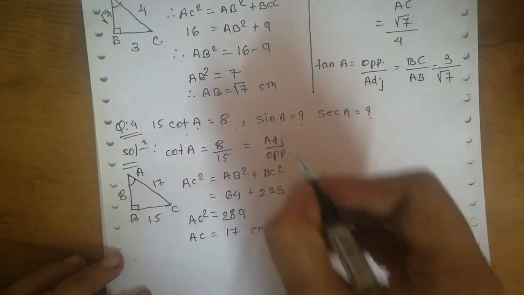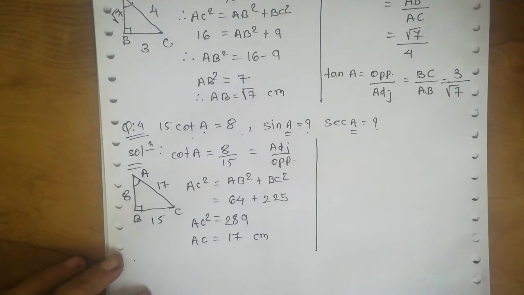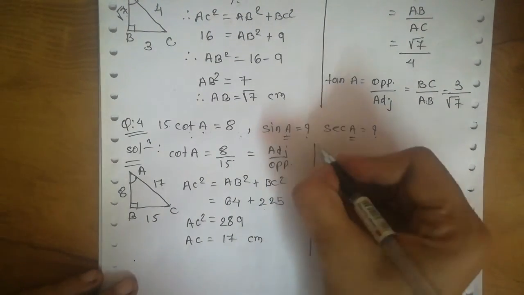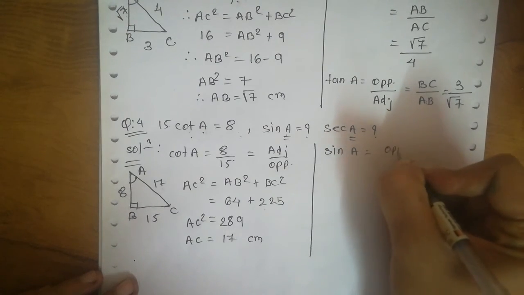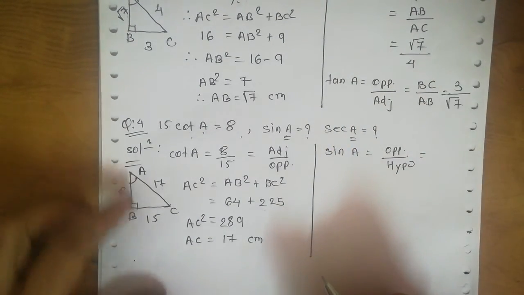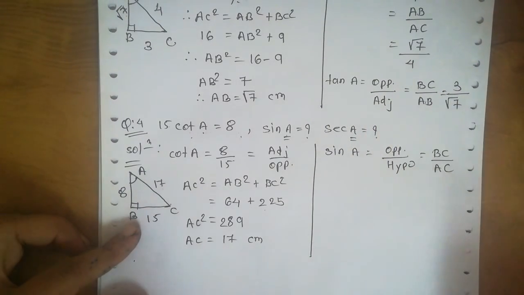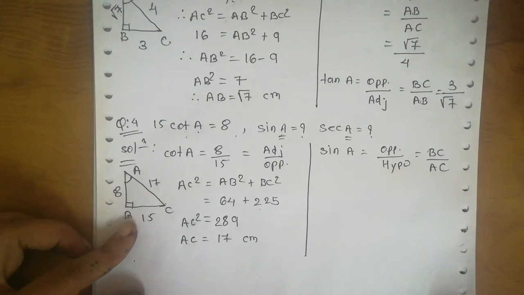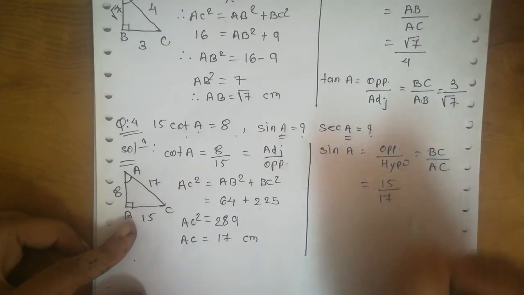Now what we want to find is for the angle A only. In both cases we find for the angle A only. So sin A is equal to opposite side by the hypotenuse. For the angle A, the opposite side is BC and the hypotenuse is AC. So here the value of BC is 15 and AC is 17.